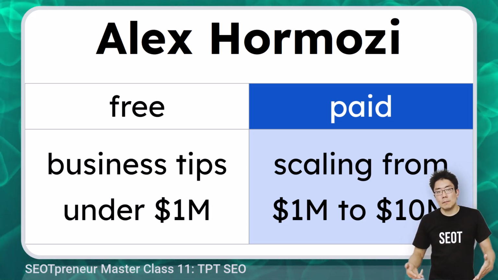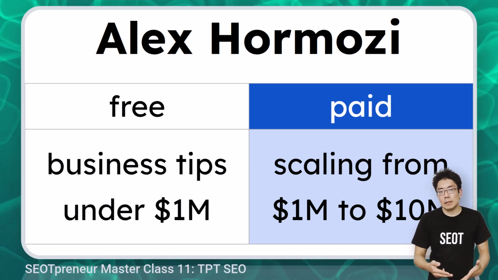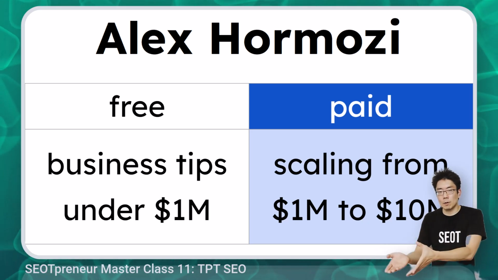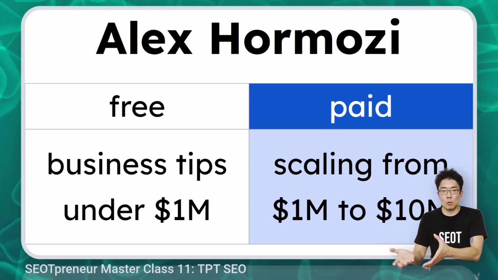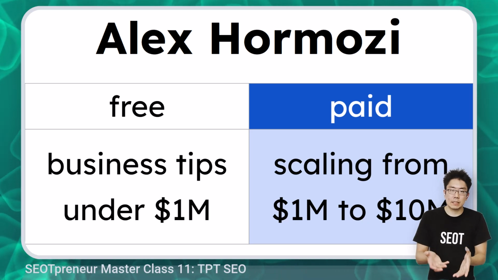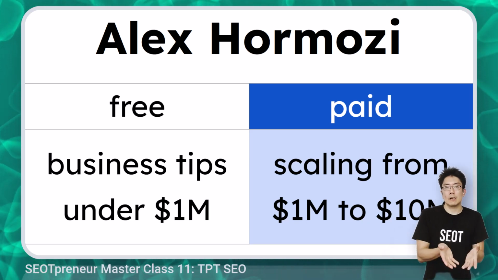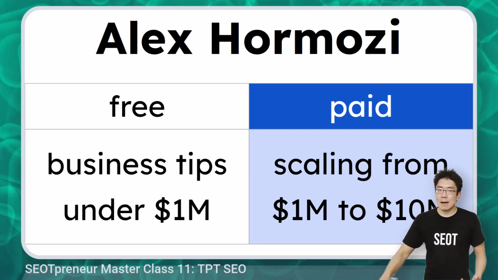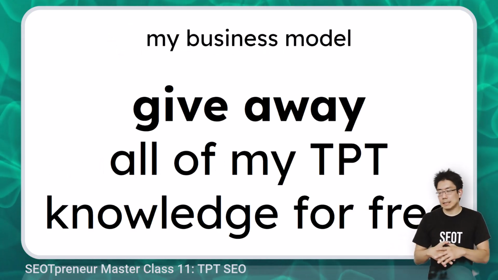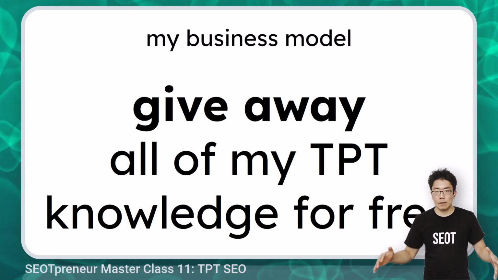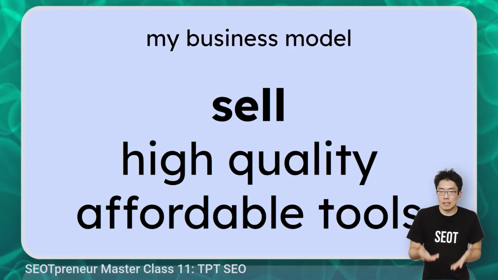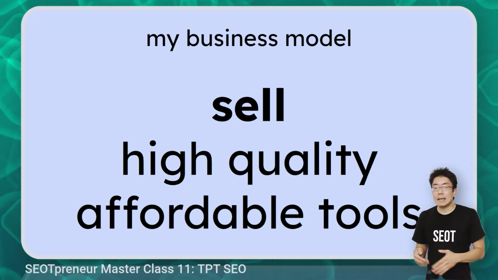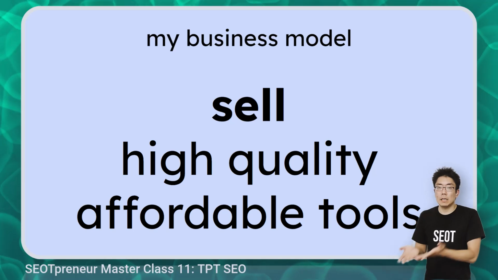But it's win-win, because by the time you get to a $1 million company, you trust that the tips that Alex Hormozi has given for free work. And if you're able to use his tips to get to $1 million, then you're going to be able to execute the skills required to get to $10 million. So based on that model, my goal is to give away all of my TPT knowledge for free, because I know that eventually you're going to need tools to take your TPT store to the next level. And so my business model is to sell high quality, affordable tools.